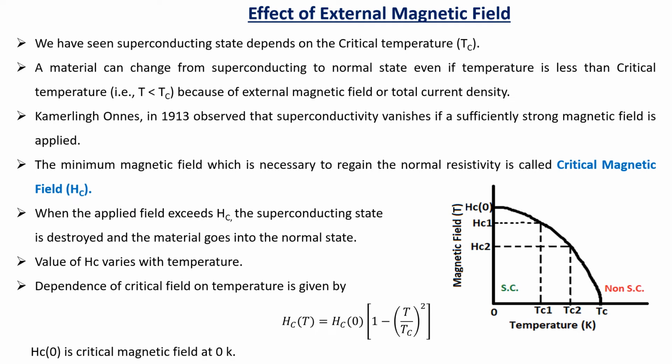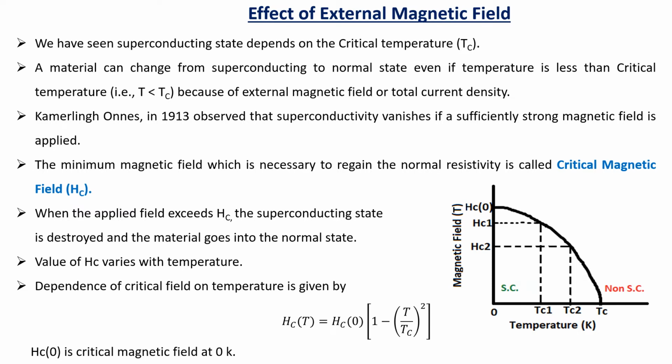In this section we will see the effect of an external magnetic field. We have seen the superconducting state depends on the critical temperature, Tc. A material can change from the superconducting to the normal state even if the temperature is less than the critical temperature, that is T less than Tc, because of an external magnetic field or total current density. Kamerlingh Onnes in 1913 observed that superconductivity vanishes if a sufficiently strong magnetic field is applied below the critical temperature.